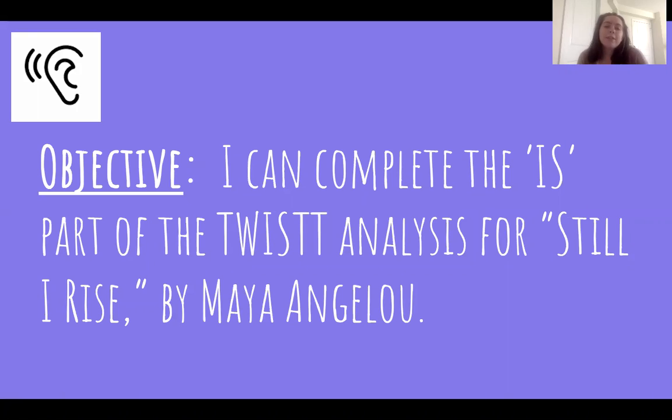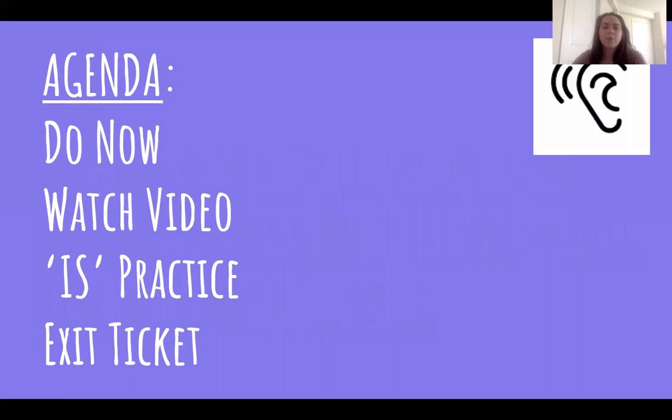So today your objective is I can complete the IS part of the twist strategy for Still I Rise by Maya Angelou. We're going to work through Harlem. I'm going to show you how to do this for Harlem, and then you'll do it on your own for Still I Rise by Maya Angelou. On the agenda today, we have your do now, which you're about to do. Watch this video. You're already here. You're doing it. Then you're going to do your IS practice, and then finally you'll have an exit ticket.